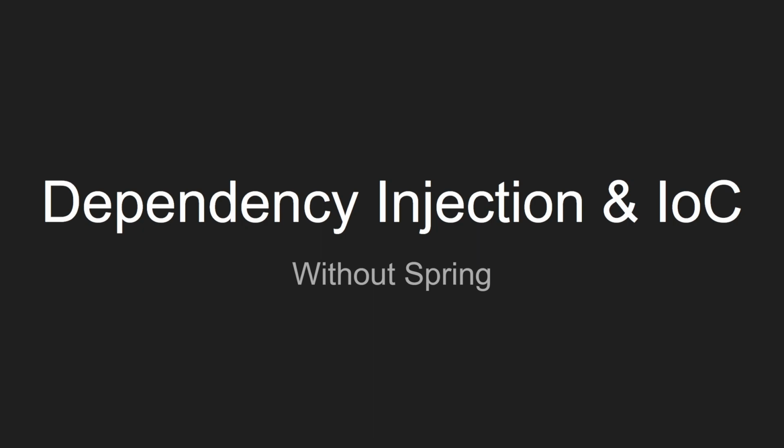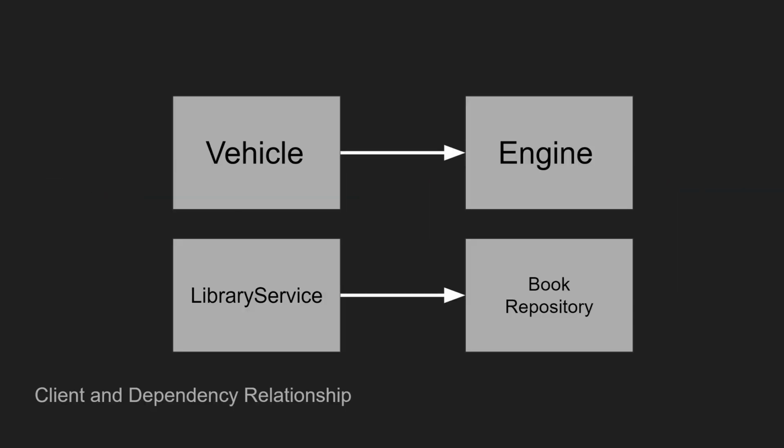So, dependency injection and inversion of control without Spring. Okay, so here's a first little diagram that we can use to understand what a dependency and a client is. There's different names for it, but you'll see dependency often. Let's say that you have a class called vehicle, and that class has an engine object within it as one of its fields. That means that vehicle depends on an engine to do what it needs to do. So the client in this case would be vehicle, and the dependency would be engine, because a vehicle depends on an engine to do what a vehicle needs to do.